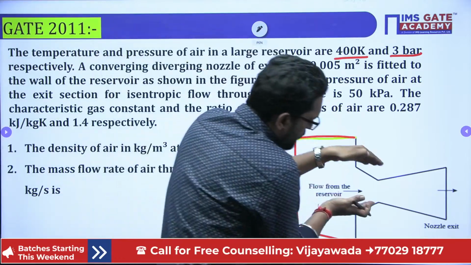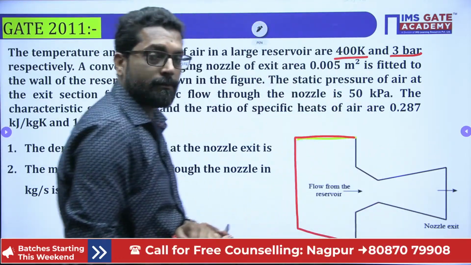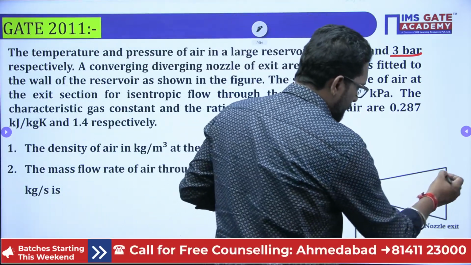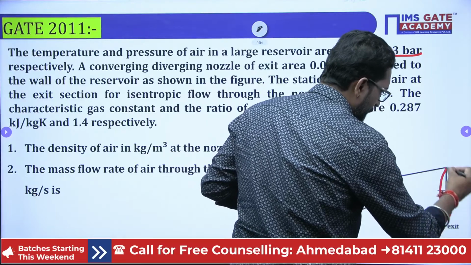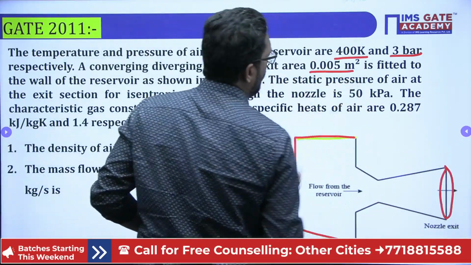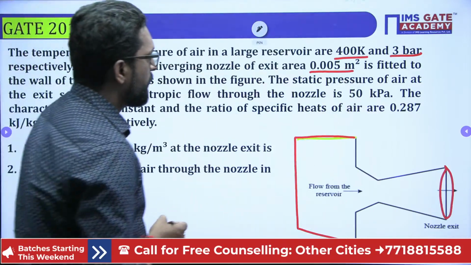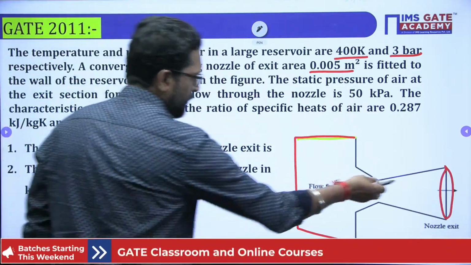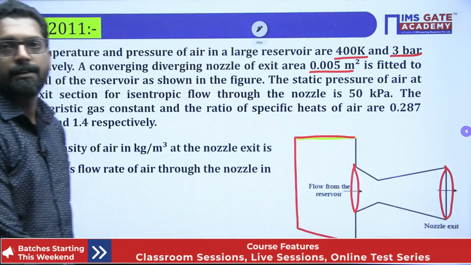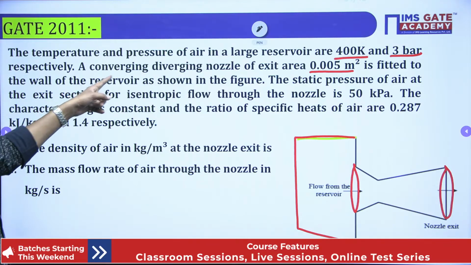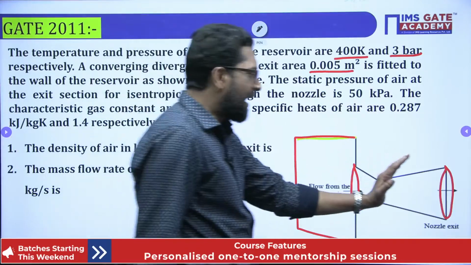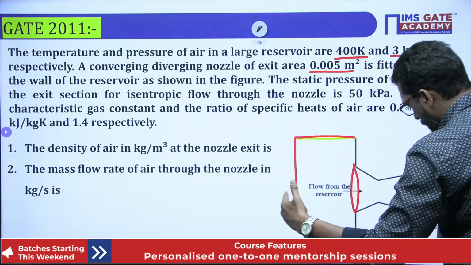That means this is converging and this is diverging. Nozzle, it is given. Nozzle at the exit area, that means this area is given. Exit area is given as 0.005 meter square, and it is fitted to the wall. That means this nozzle is fitted to the wall of the reservoir. So the nozzle is a separate part and the reservoir is a separate part. We have to fit it.